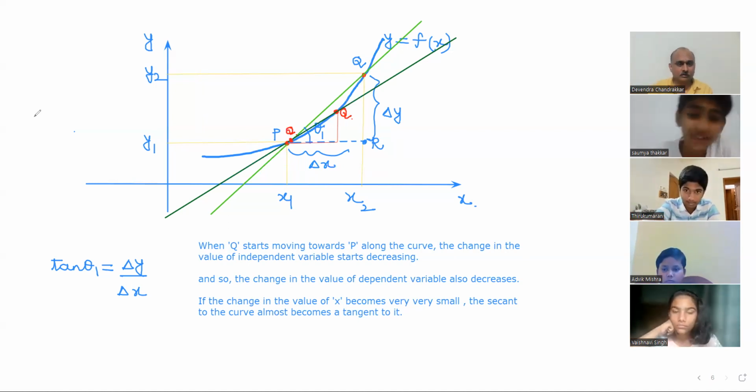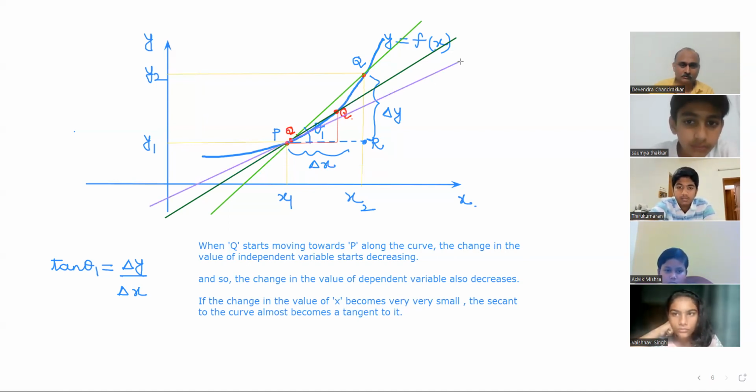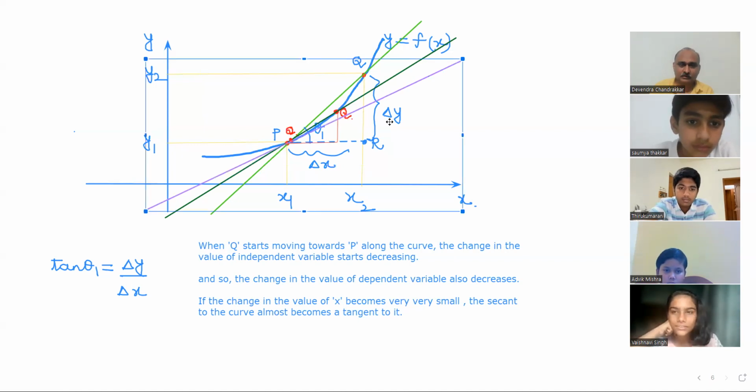Now, if you try drawing the tangent here, if you try drawing the secant here, can you see that it is almost becoming a tangent to this curve? Yes, sir. It seems to become a tangent to this curve, right? Yes or no? Yes, sir. So, now the slope of this tangent.